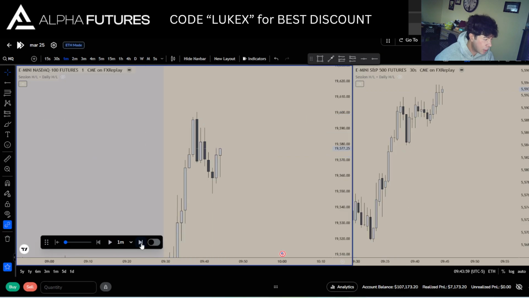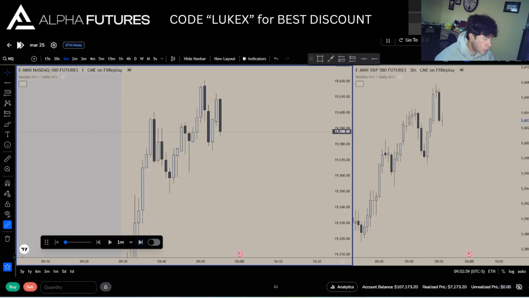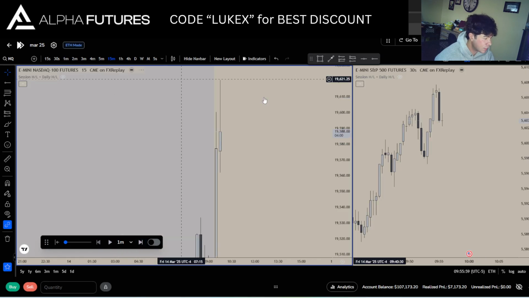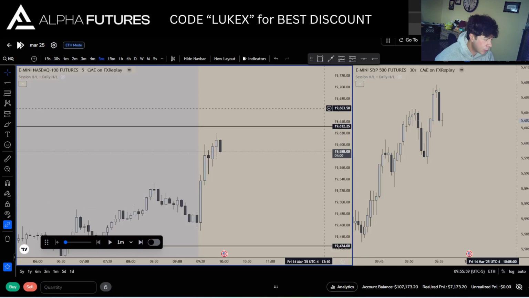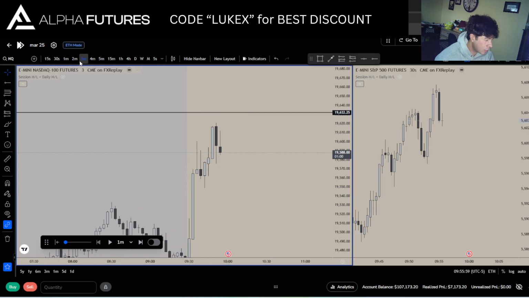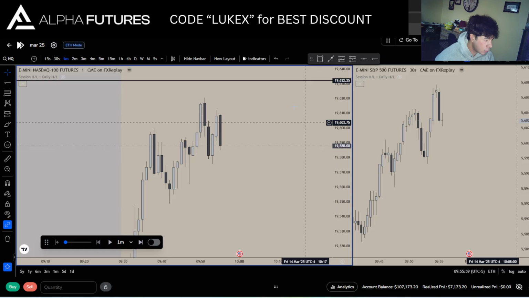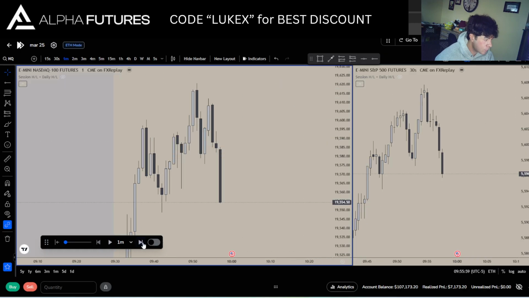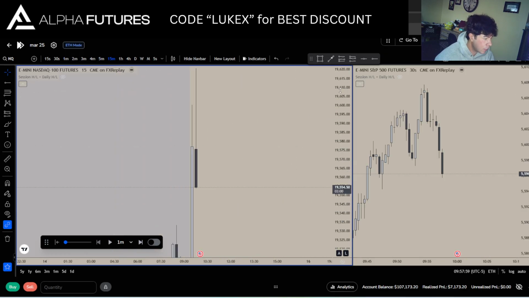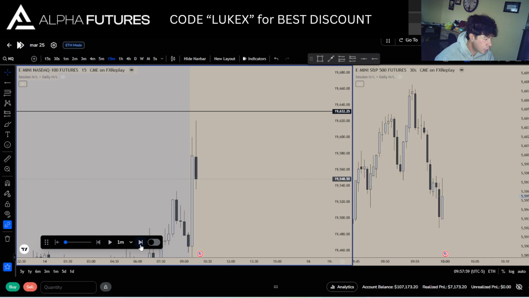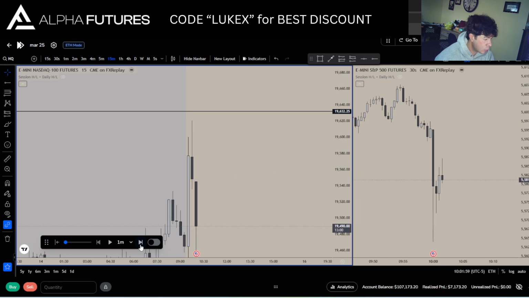ES took these highs out. I'm going to fade that. I don't like to see that at all. Again, we do have these highs up here. Maybe we get a pullback or a short. I don't think we're going to get anything there. 2 minutes for the 15-minute close. Okay.